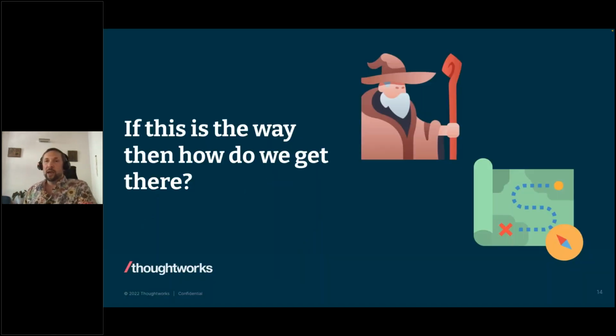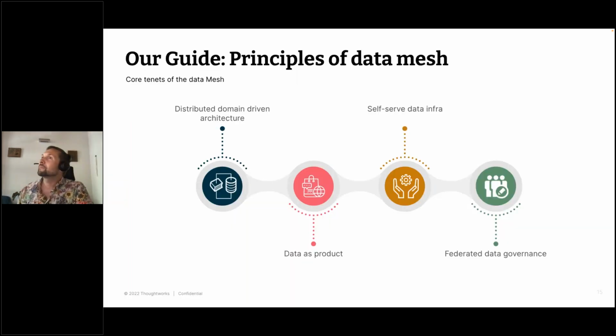So if this is the way, how do we get there? We go to the wizard and ask, what is the path that we shall follow? We can trace it in the following way. If we first start by looking at it in a domain-driven way, we look at each piece of this as it's broken into domains, and we'll talk about this in more detail.